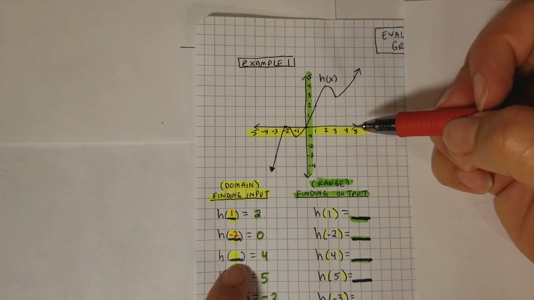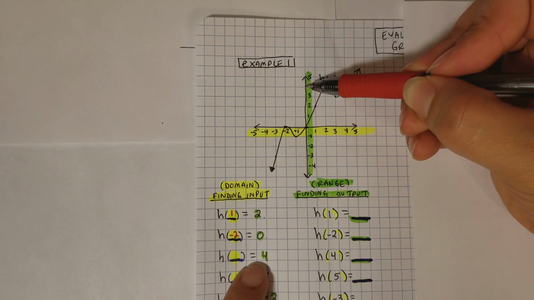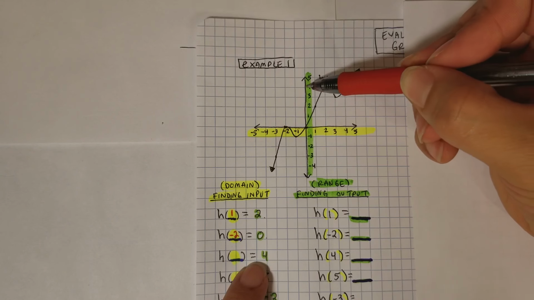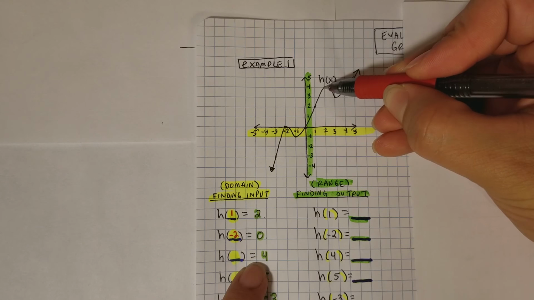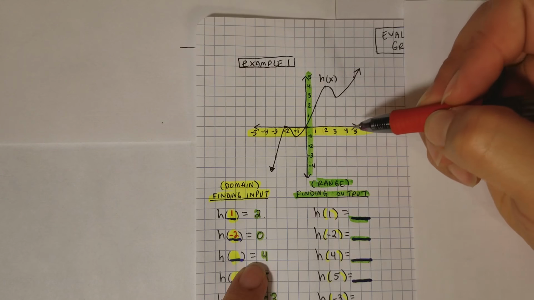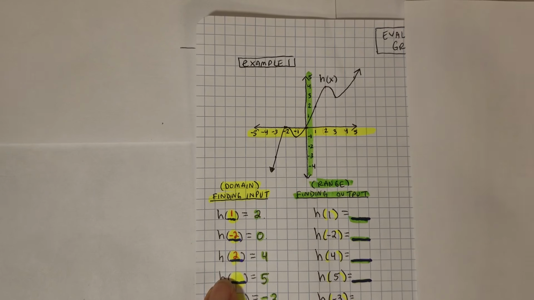H of what number would give you 4? If you look at the output, look for the function. It's not on the left side, right? So it's not over there. I'm looking for it on the right side, which if you line it up, it's going to be here. Then go down to the x-axis or the domain, and you can see that the value of the domain or the input is equal to +2.